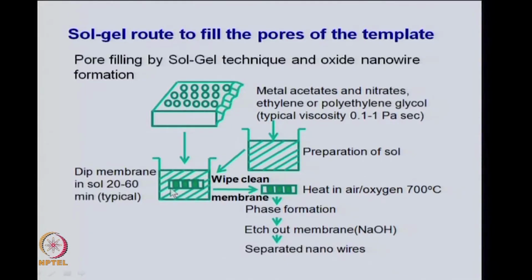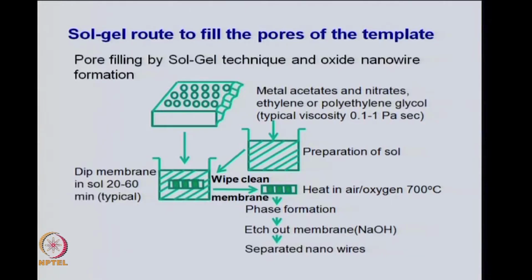So, you have this porous template and you dip it inside the sol, and typically you spend some 20 minutes to 1 hour or 2 hours, and then take out this template from the sol. This template has these pores, and the sol has gone into these pores, and when you take it out and wipe it, only the sol will be inside these pores, and then you heat it in air or oxygen depending on what kind of oxide you want.